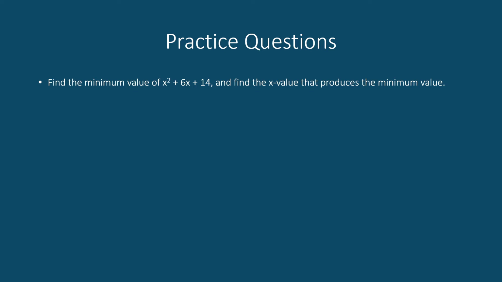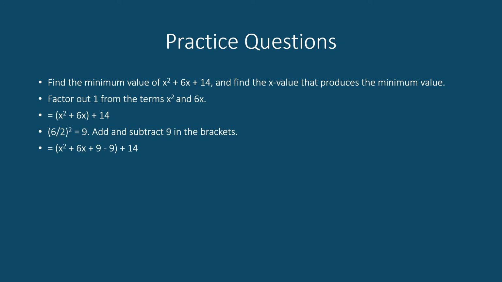Find the minimum value of x squared plus 6x plus 14, and find the x value that produces this minimum value. As always, feel free to pause the video to try this on your own. In order to solve this, we should first express the quadratic into vertex form. First, factor out 1 from the terms x squared and 6x. Doing this gives x squared plus 6x plus 14.